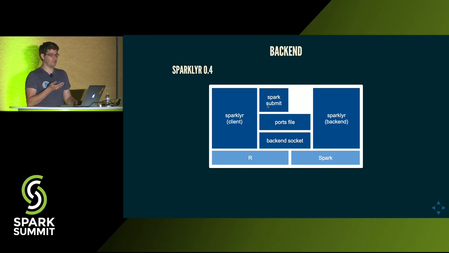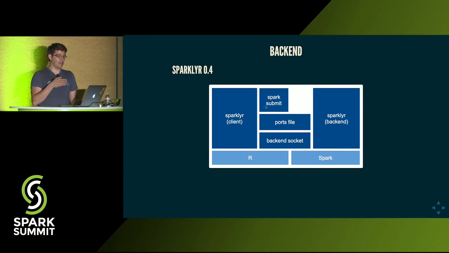What gets deployed when you run Spark Submit is what we call the Sparklyr backend. This is basically a set of Scala files that allow the Sparklyr client to interoperate with the Apache Spark backend. This architecture is heavily inspired by the original work on SparkR from Shivaram, and it probably matches almost one-to-one, at least on the Sparklyr 0.4 release.